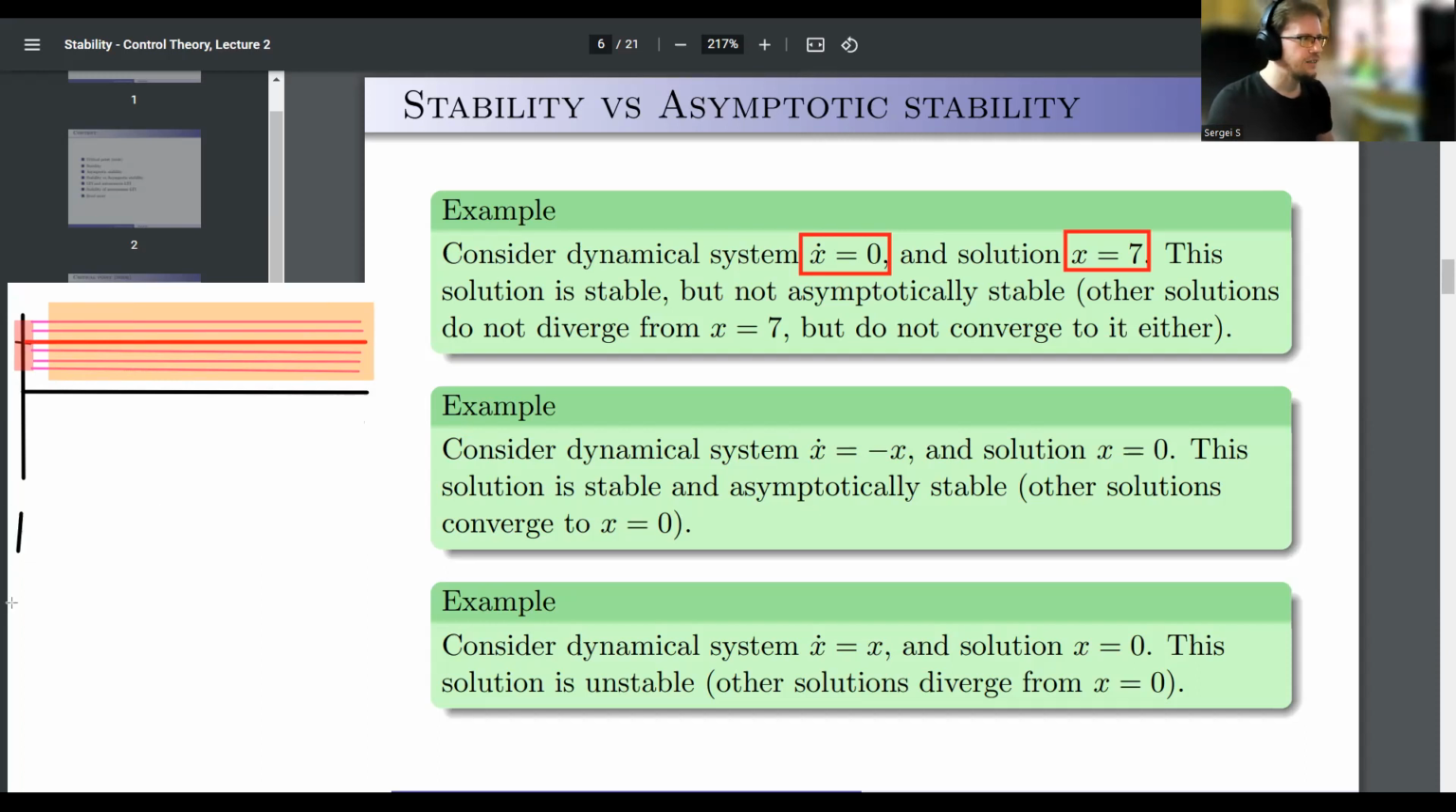Okay, let's consider. So it means that if there are a lot of solutions, it doesn't mean that they all have to be in one region.